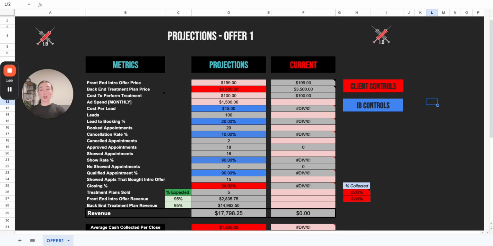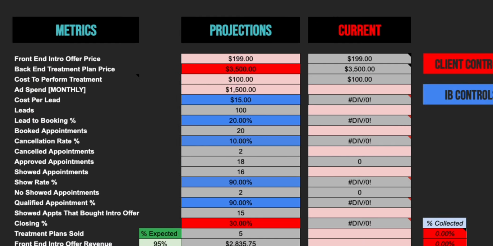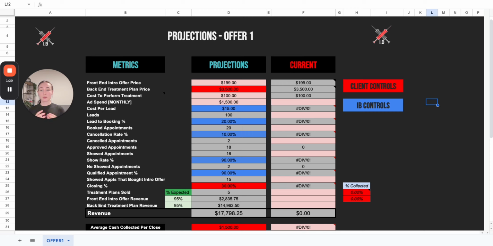Now, let's look at an example right here. Your introductory offer, the front end price, could be $199. Your treatment plan goal, meaning what you're upselling clients to, is $3,500. That could be, say, a skin tightening or a collagen stimulating package after the intro session. So your cost to perform the treatment is $100, and you're spending $1,500 per month on ads. And if you look a little bit further down here, your average cost per lead will be around $15 or so. This is actually a little bit pessimistic, but rather said pessimistic than over positive here.